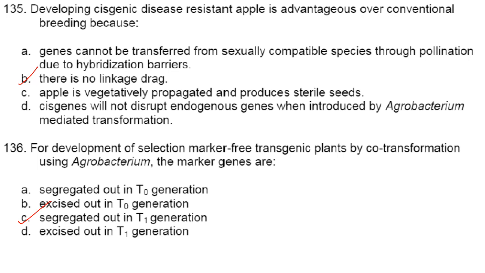drag. The next question. For the development of selection marker-free transgenic plants by co-transformation using Agrobacterium, the marker genes are. So the gene of interest and selectable marker gene from different tDNAs were able to be simultaneously integrated in T0, and marker-free plants can be yielded after their subsequent recombination and segregation in T1. So it is segregated out in T1 generation. Answer is option C.